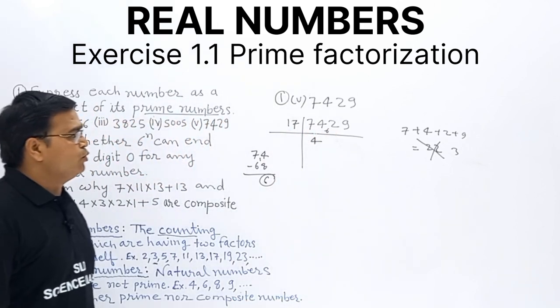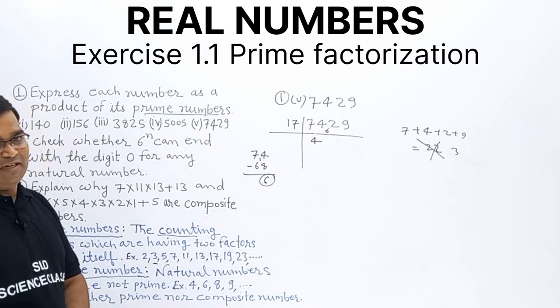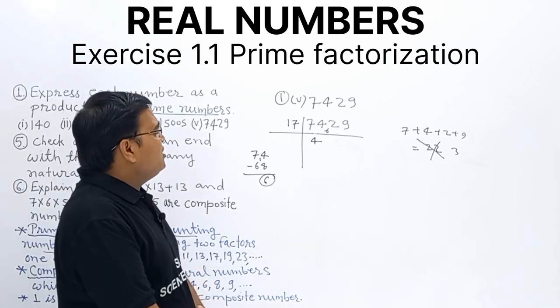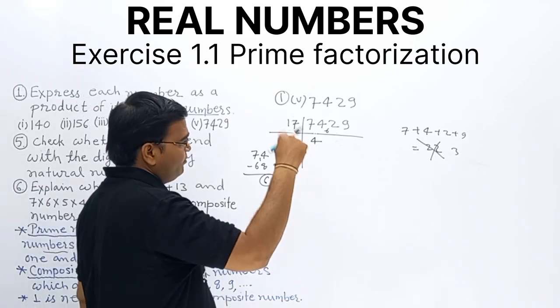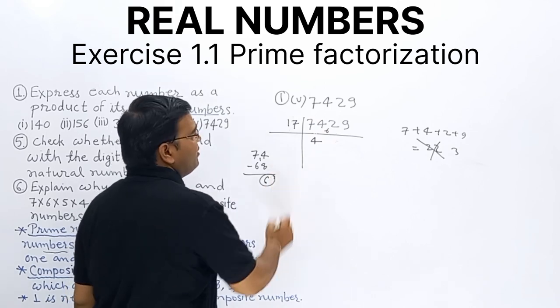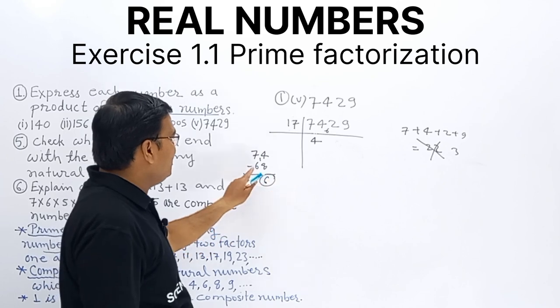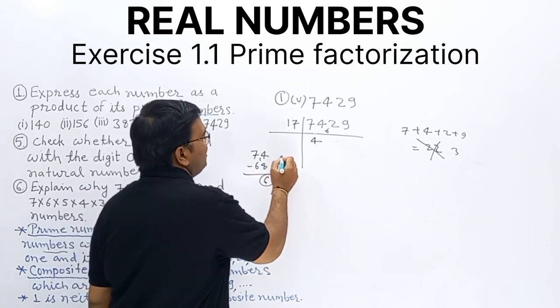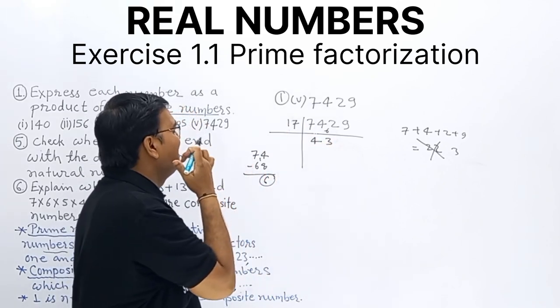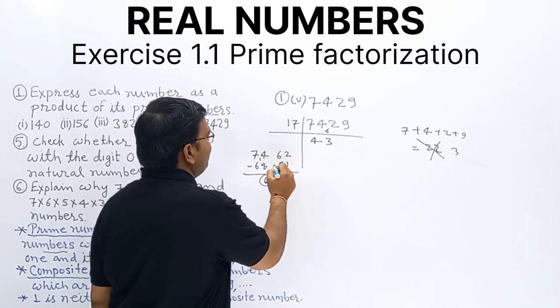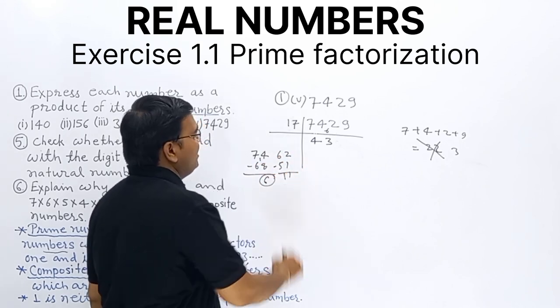Now 62 divided by 17. How many times is it going? 17 times 3 is 51. And we have 62. 17 times 4 is 68, more than that, so we will use 3 times. 3 times it is going and we get 51. 62 minus 51. What will be the remaining? 11. Yes.